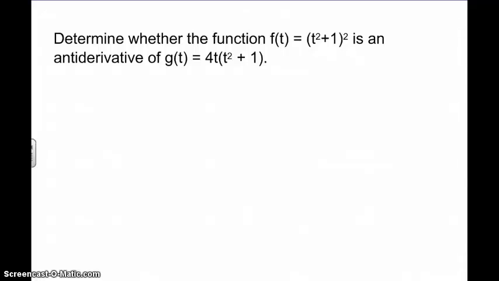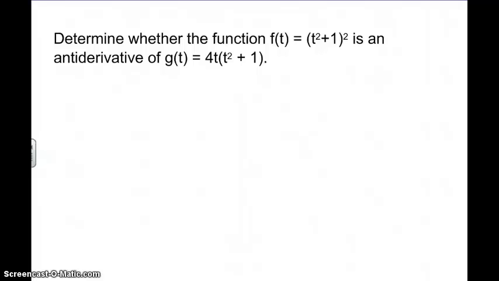We're going to pick up where we left off in the last video. This is the problem that we were looking at. I did have time to go in there and change the superscript that was having problems on the last video, so it looks a little different, but it is little f of t is the quantity t squared plus 1 squared, and g of t is 4t times the quantity t squared plus 1. So again, it said determine whether f of t is an antiderivative of g of t.